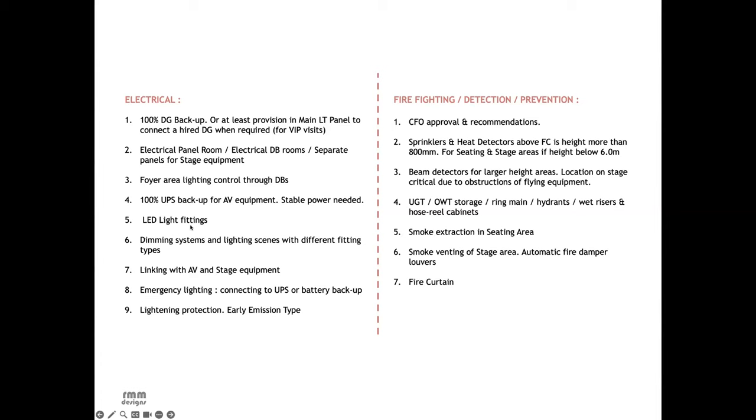100% UPS backup is required for AV equipment, which I have shown you. LED fittings are what is the norm now. Dimming system and lighting scenes are also very critical. You need to have at least 2-3 different kinds of dimming systems so that you can use the various systems in different kinds of events that you have.